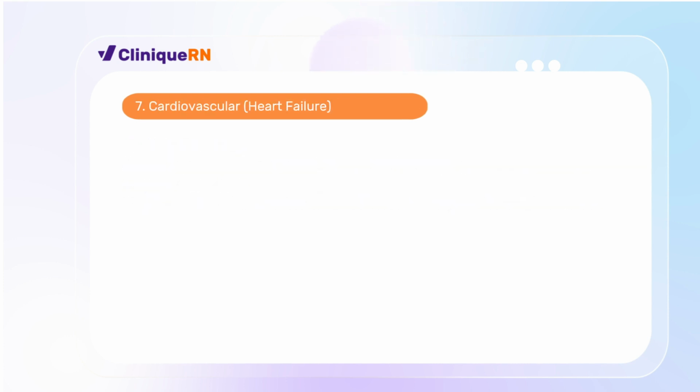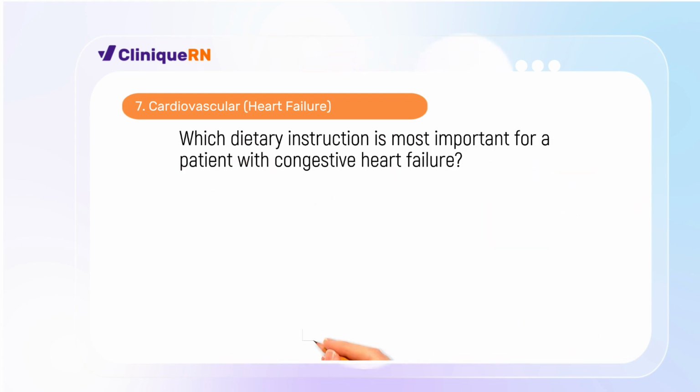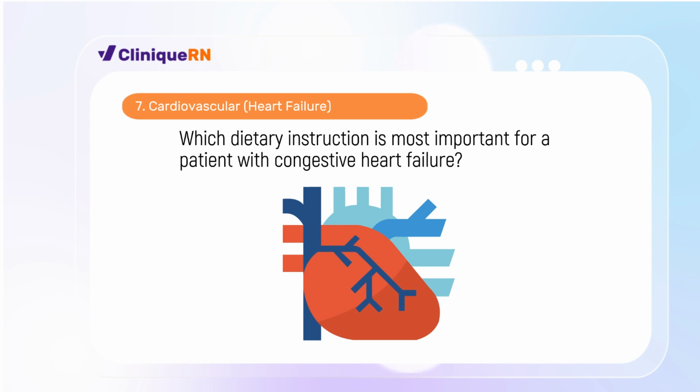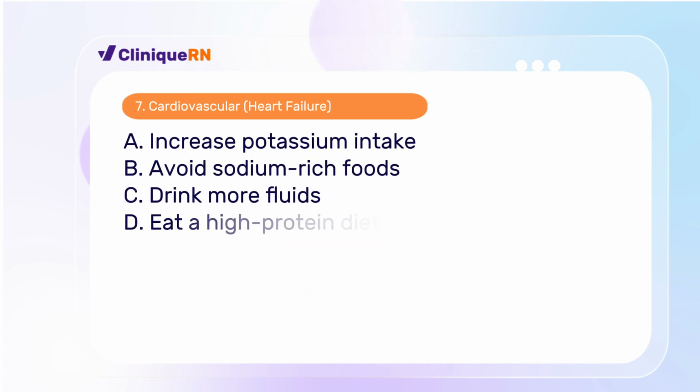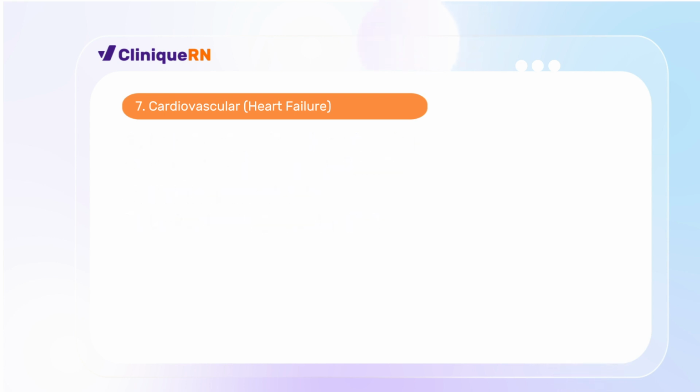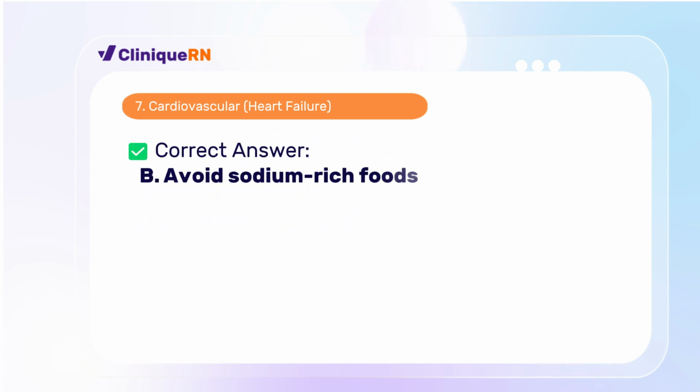7. Cardiovascular, heart failure. Question: Which dietary instruction is most important for a patient with congestive heart failure? A. Increase potassium intake. B. Avoid sodium-rich foods. C. Drink more fluids. D. Eat a high-protein diet. Correct answer: B. Avoid sodium-rich foods.